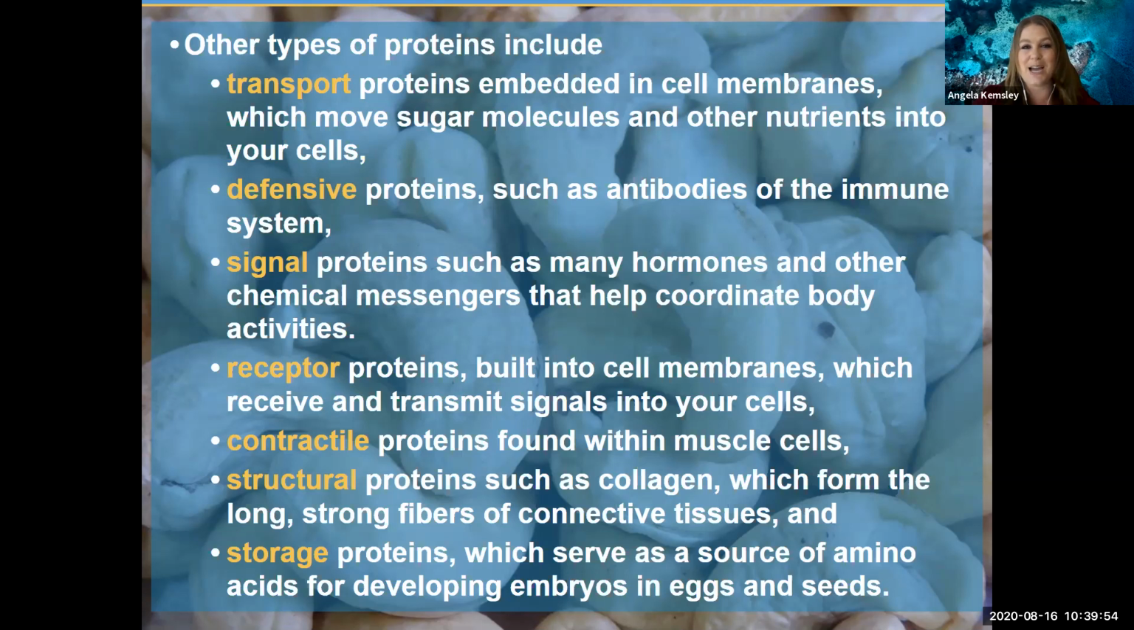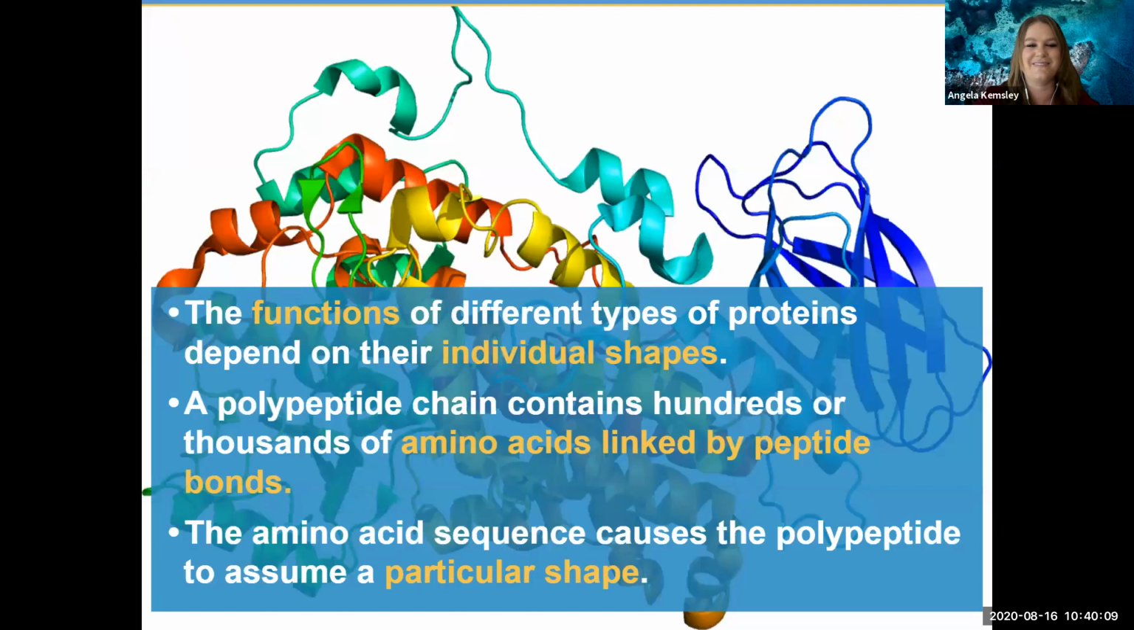So read through this. I'm not going to spend much time on it because they basically do what they say they do. So just be aware there are all of these different types of proteins. They are very important to your body. So just understand a little bit about what they do and the fact that they exist. Now the function, we mentioned the word function a lot because it is important. The function of different types of proteins depends on their individual shapes. Structure affects function. The shapes of proteins are super important.